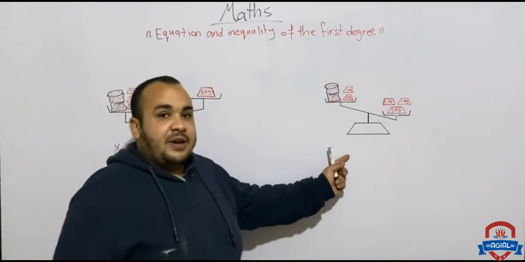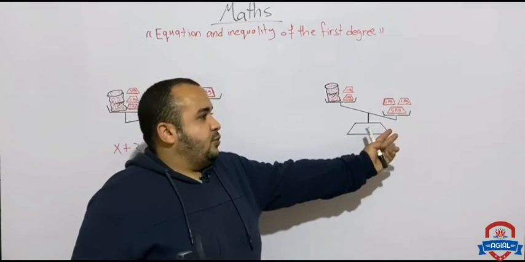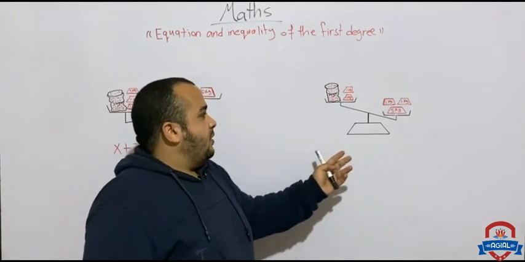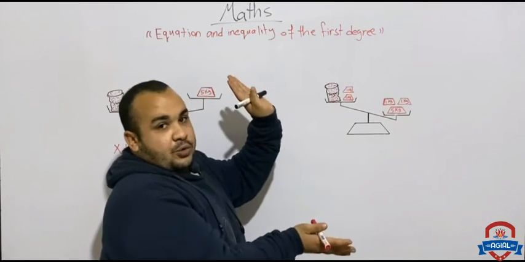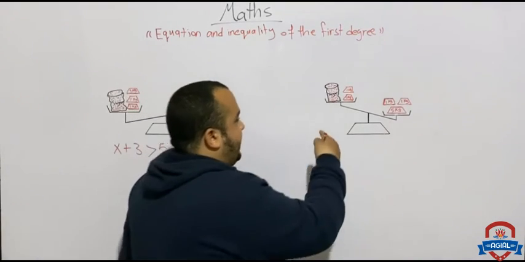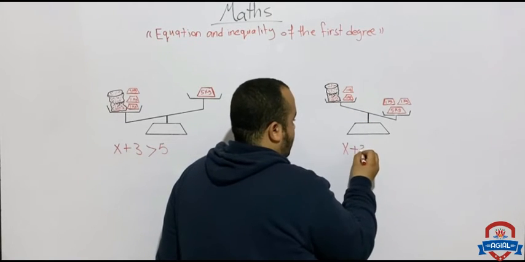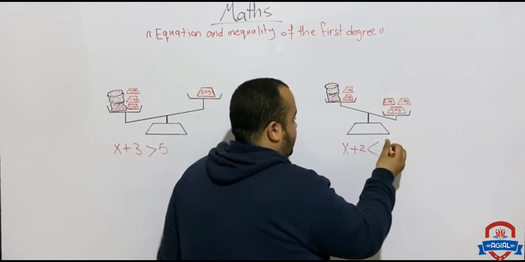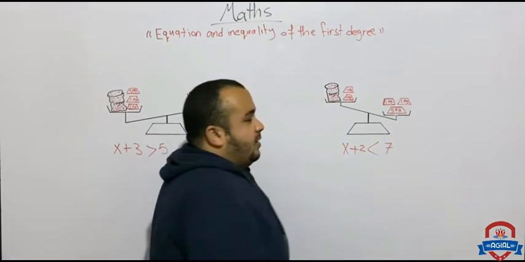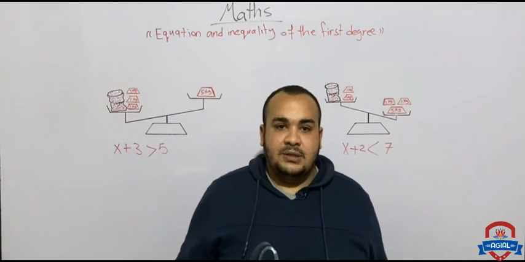And in the second figure, we add 2 kilograms to the right pan. So the scales will be inclined to the right. So we can say x plus 2 is less than 7. That's the meaning of an inequality.